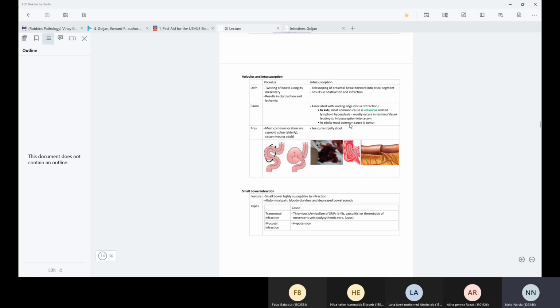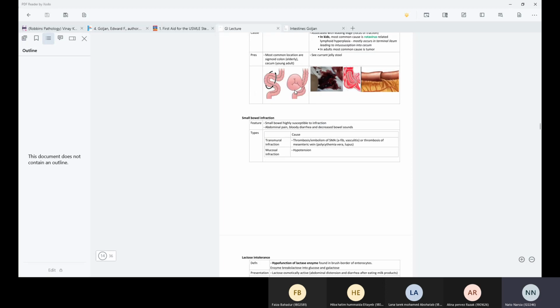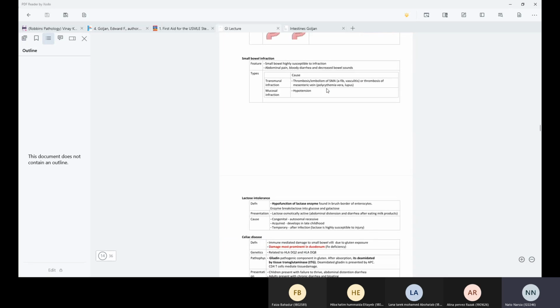In adults, if you find intussusception, the most common cause is tumor. So intussusception is a complication of the tumor. You can memorize it like this. The features of currant jelly stool, you will look at and read. Clinical presentation is important, and read it.